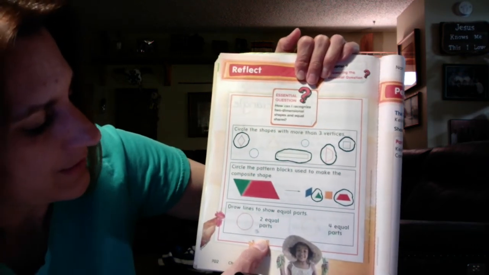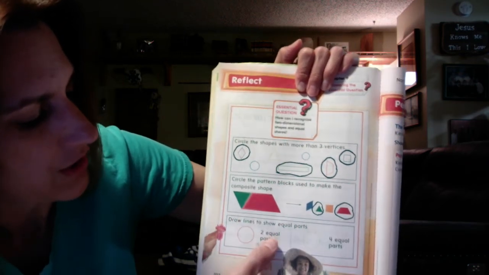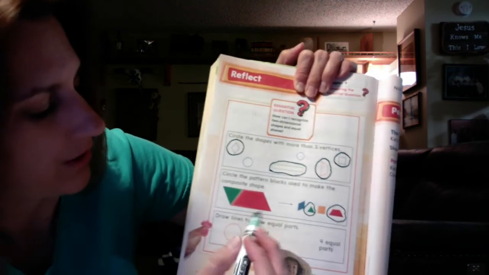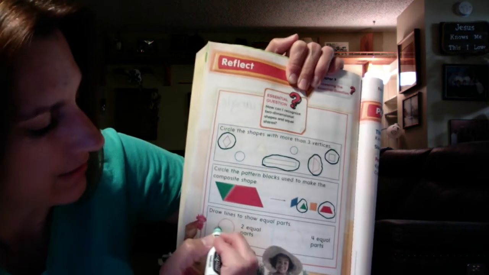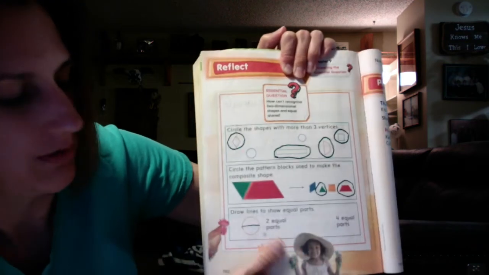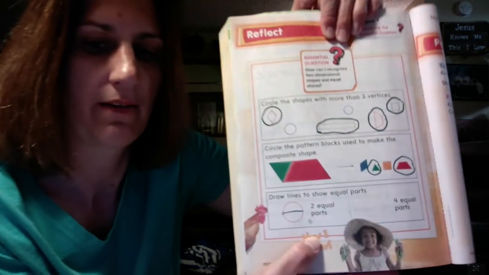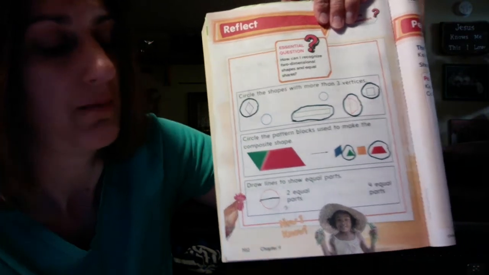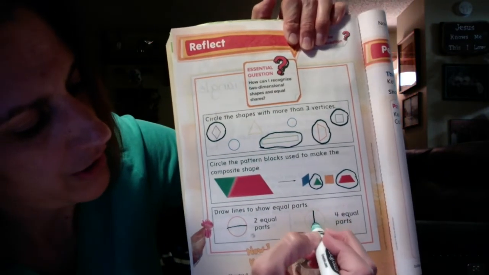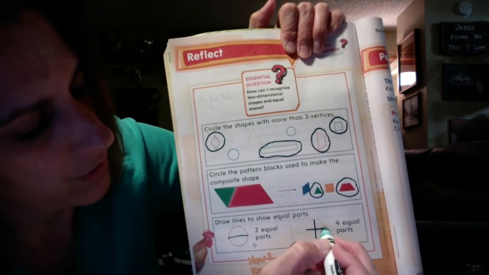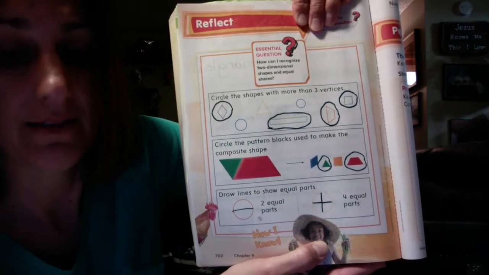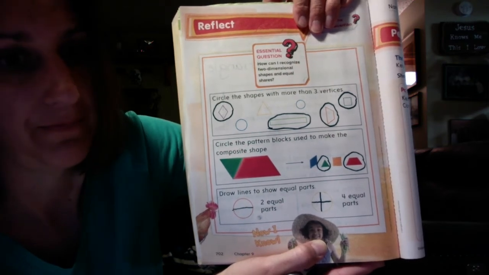Okay, last one says draw lines to show equal parts. So on the first circle, we need to show 2 equal parts. So I'm going to go ahead and draw a line horizontal this time to show my 2 equal parts. So I'm going to go across and show my line horizontal. And then on the second one, it tells me to do 4 equal parts. So I'm going to go ahead and create our window. So I'm going to go 1 vertical, 1 horizontal to show 4 equal parts, which again means same size, same shape.